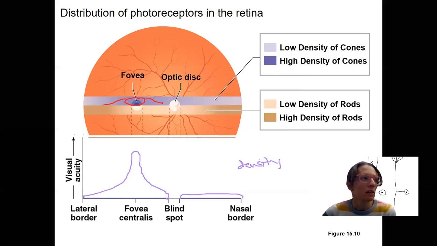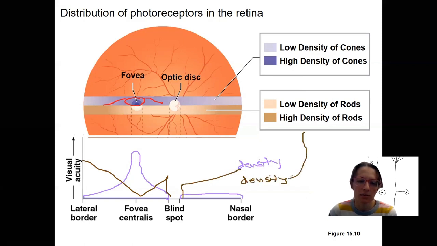Rods, on the other hand, are going to look more like this. Something like this. None at the blind spot, and then going up. Density of the rods from fovea centralis to the two sides of your eye.